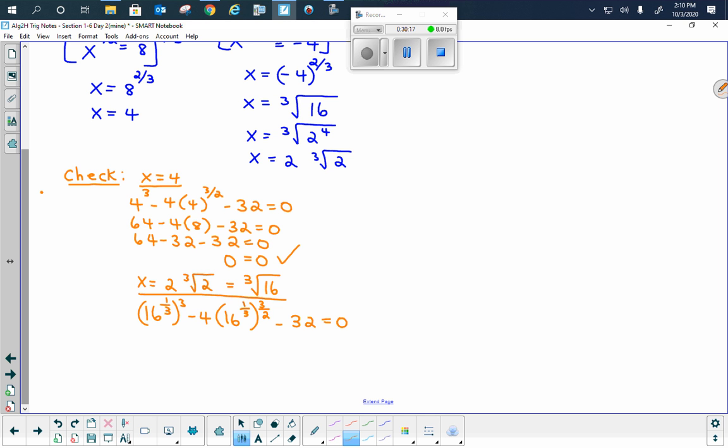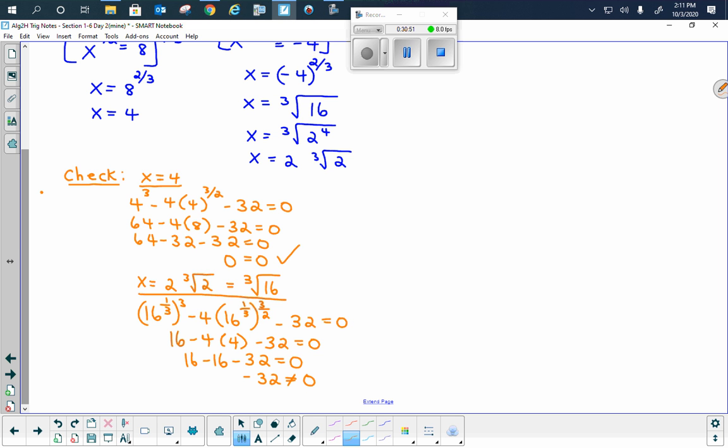All right, 16 to the 1/3 and 3 do cancel to just give me 16 to the first power. So it's 16 minus 4. All right, power to power here, 1/3 times 3/2 is 1/2. And 16 to the 1/2 is 4. Minus 32 equals 0. All right, we're looking at 16 minus 32 equaling 0. And negative 32 does not equal 0. That's a big no. Those aren't equal.